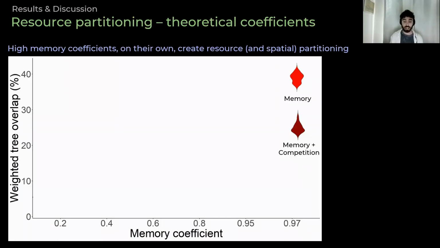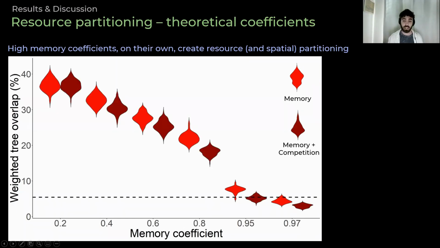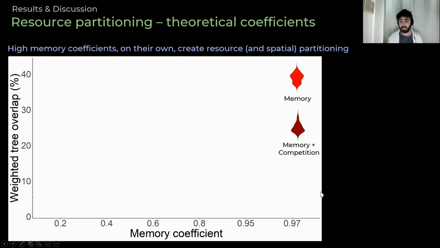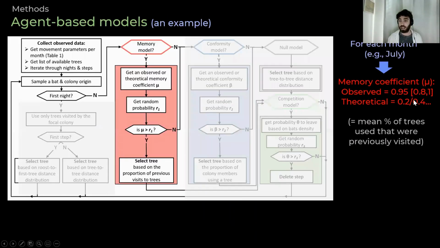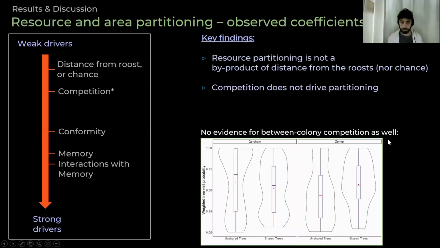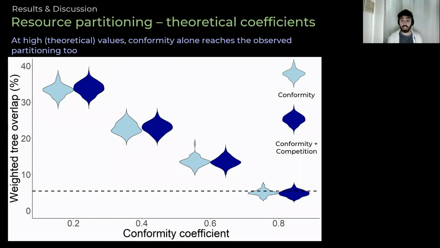Okay, now I'm trying to play a little bit with the actual coefficients of the different variables, to see what will happen if I artificially select a memory coefficient. And so in here you can see the different constant coefficients, and again the weighted tree overlap as we saw before. And you can see that in high values, memory alone again can reach the spatial partitioning that we observe. And that is, if you remember the part here in July, relatively similar to what we have actually from our observed data.